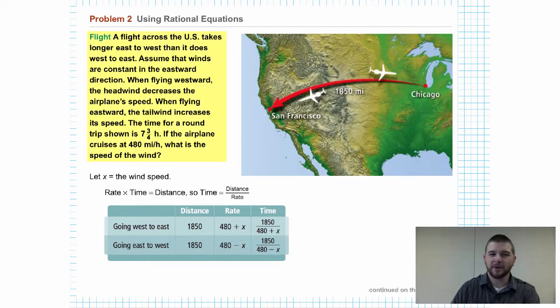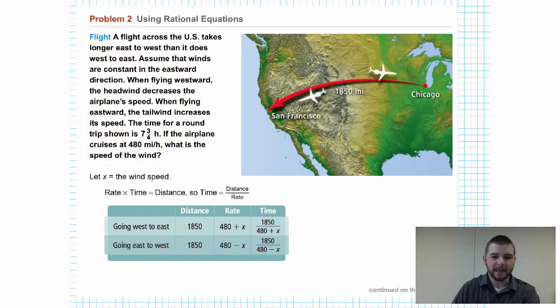A flight across the US takes longer east to west than it does west to east. Assume that winds are constant in the eastward direction. When flying westward, the headwind decreases the plane's speed. When flying eastward, the tailwind increases its speed. The time for a round trip shown is 7 3/4 hours. If the airplane cruises at 480 miles per hour, what is the speed of the wind?